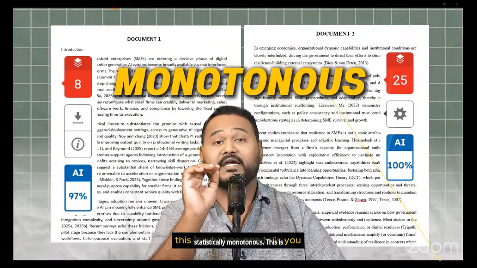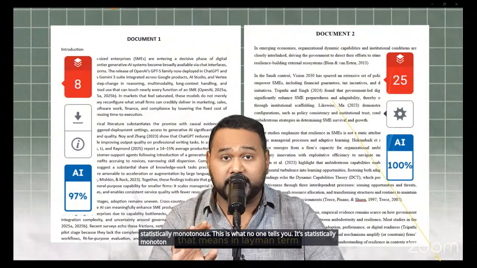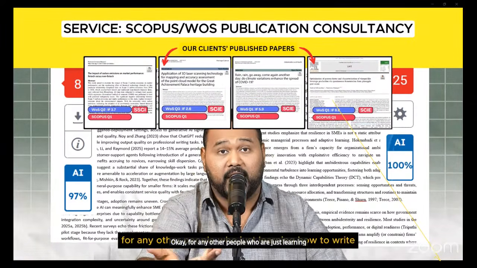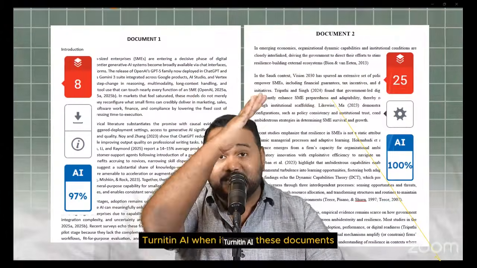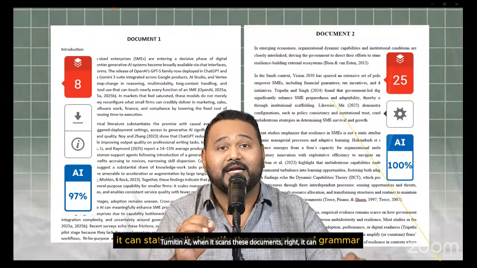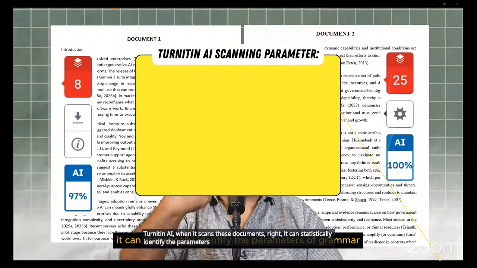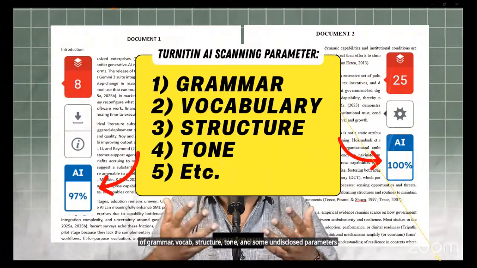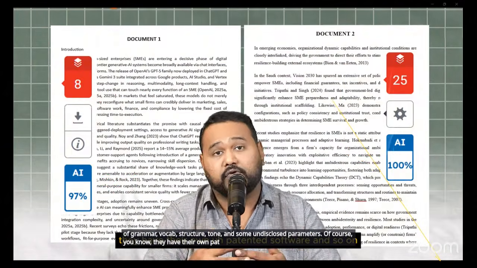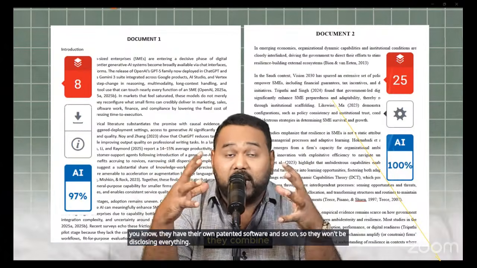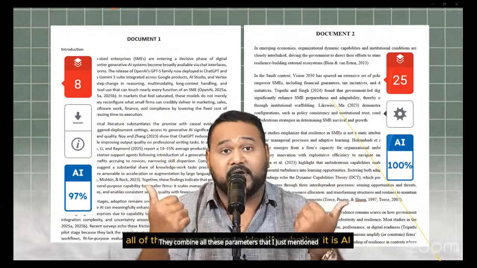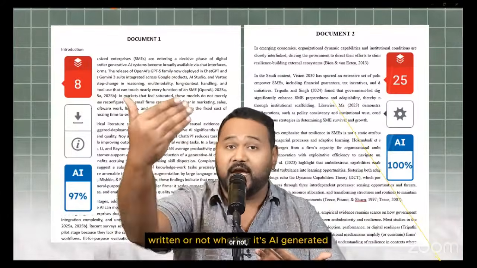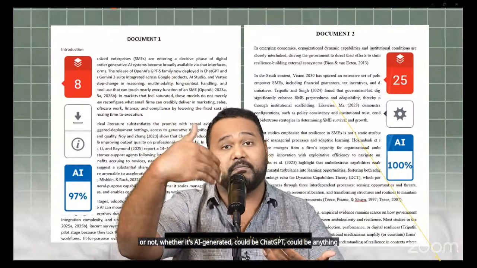This is what no one tells you. It's statistically monotonous. That means, in layman's terms, when Turnitin AI scans these documents, it can statistically identify the parameters of grammar, vocab, structure, tone, and some undisclosed parameters. Of course, they have their own patented software, so they won't be disclosing everything. They combine all these parameters to identify whether it is AI generated, could be ChatGPT, could be anything, Perplexity and so on.